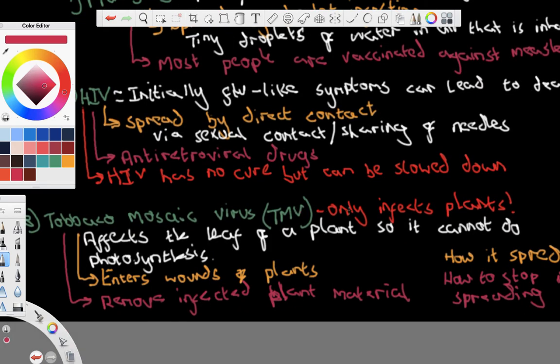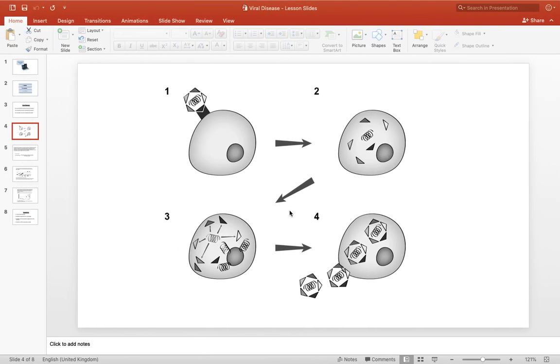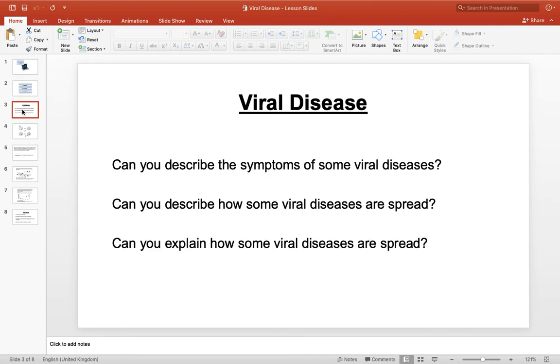And tobacco mosaic virus only infects plants. It affects the leaf of a plant, so it can't do photosynthesis. It enters through the wounds of a plant, and the way that you stop it spreading is to remove any infected plant material. So, you should now be able to tell me some symptoms of viral diseases, you should be able to tell me how they spread, and you should be able to give me some examples to explain how they spread.